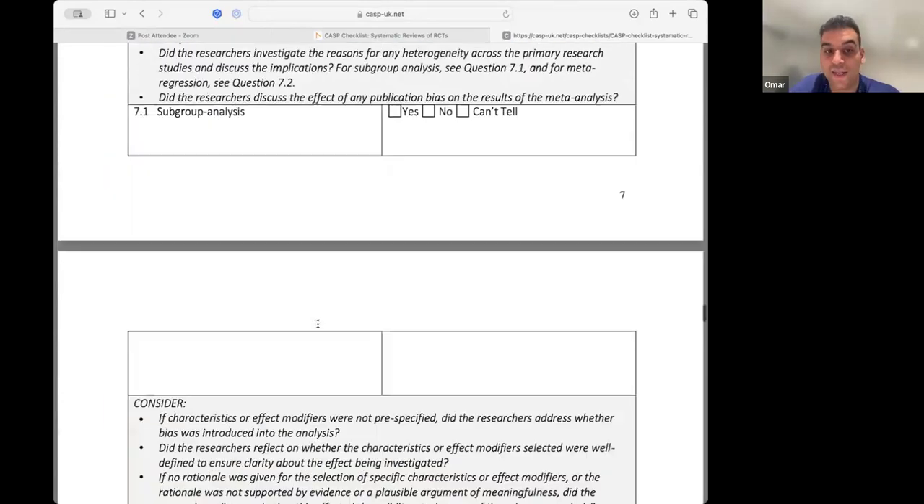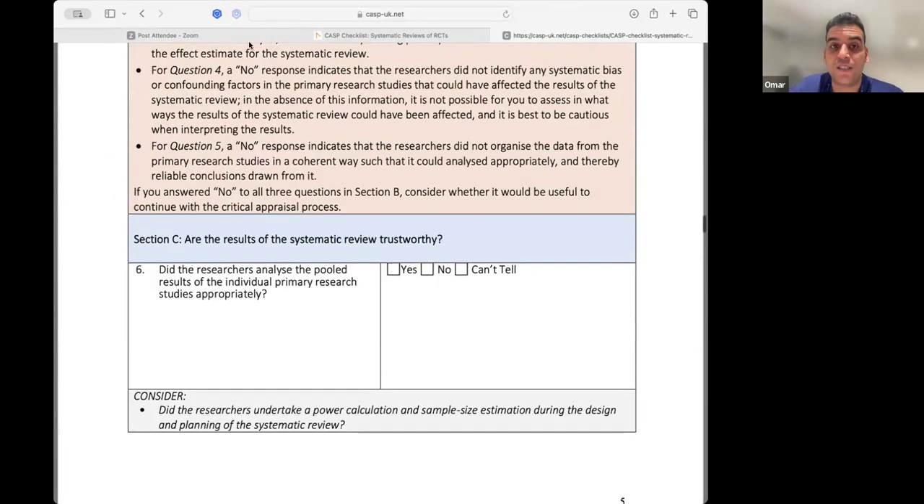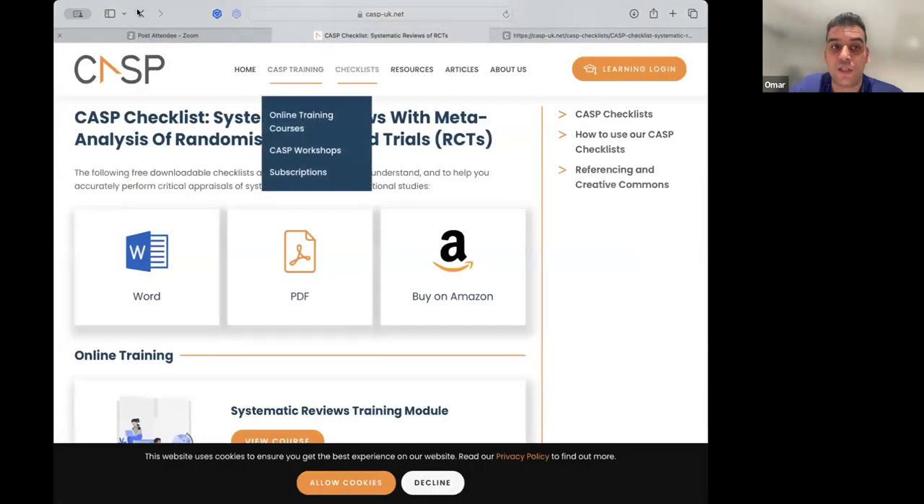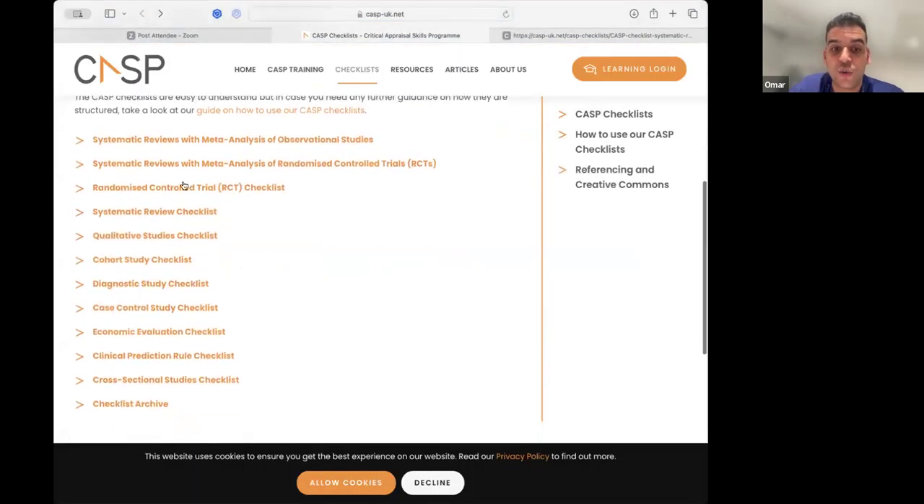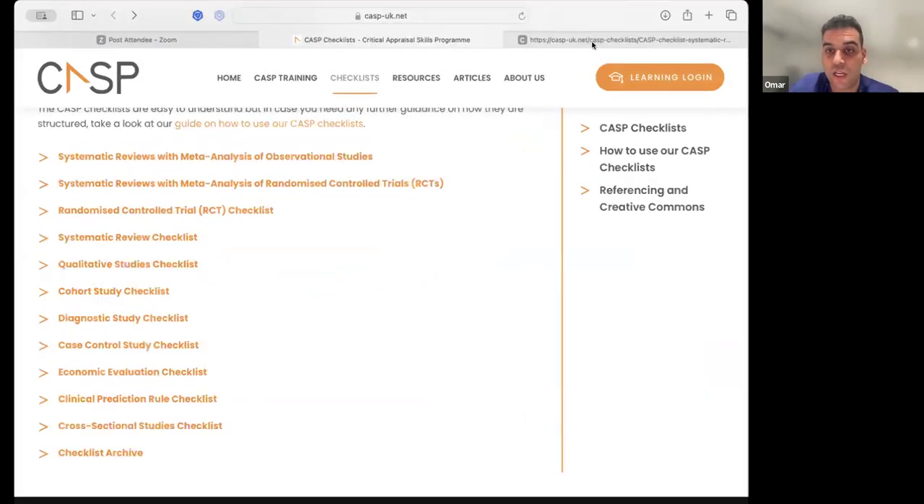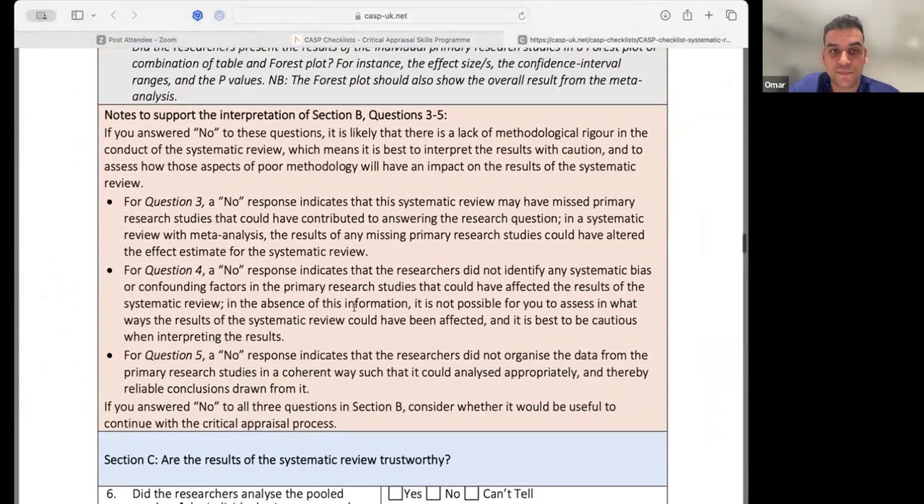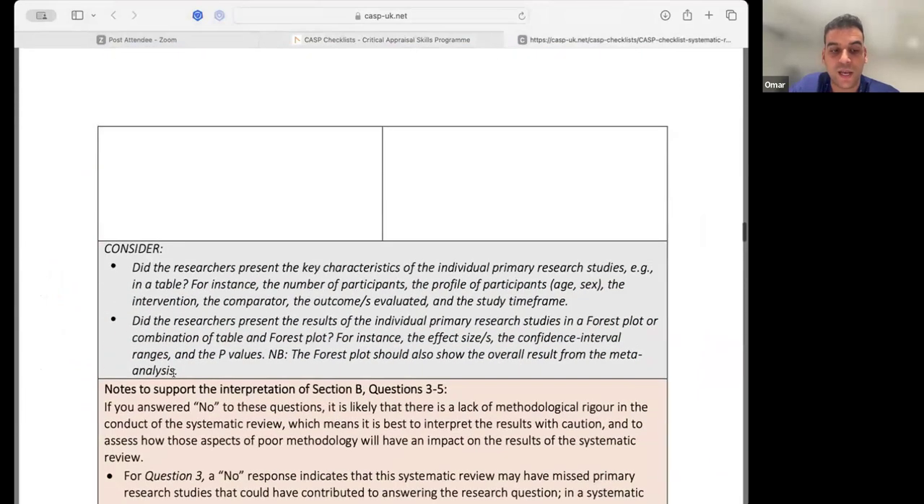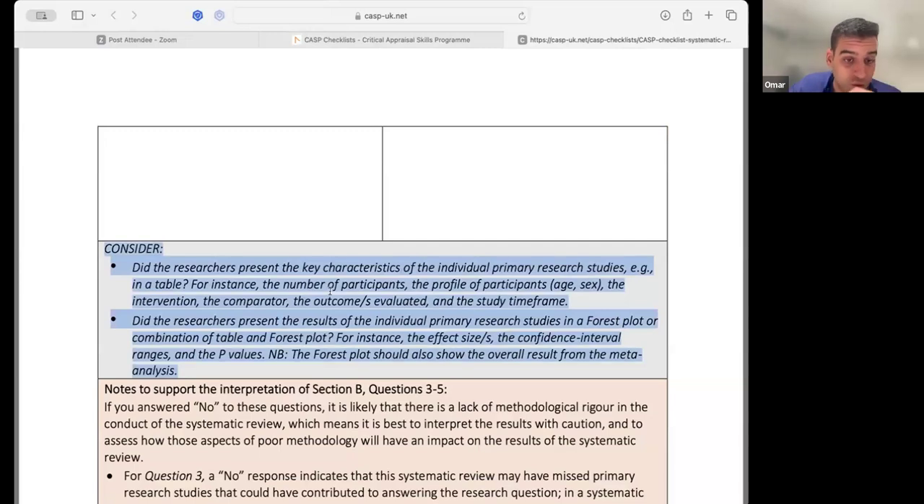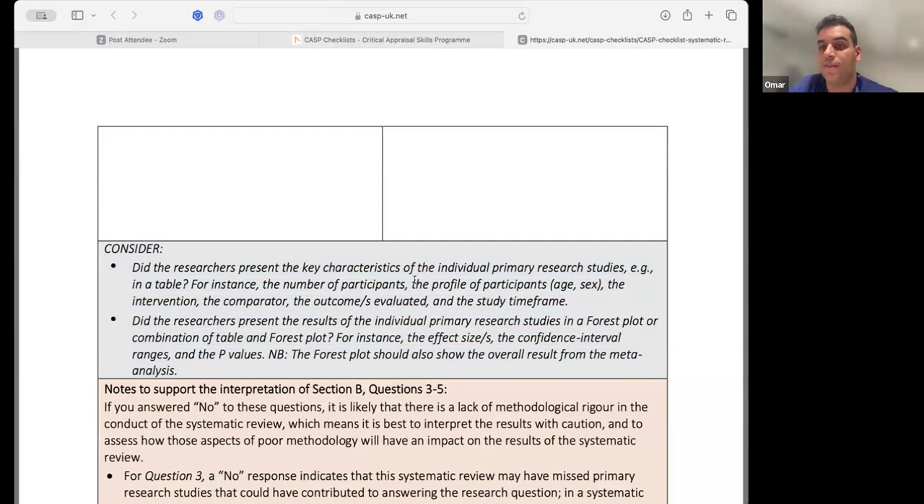It's a long checklist, but I would suggest, and this will really help, picking a systematic review or a meta-analysis and doing it at least once, because the sections here are really good. It says, consider here: did the researchers present the key characteristics of the individual primary research studies? Did the researchers present the results of the individual primary research studies in a forest plot? It gives you hints on how to read a paper. If you do it once and it comes up in your exam, you'll then understand how to go through it.